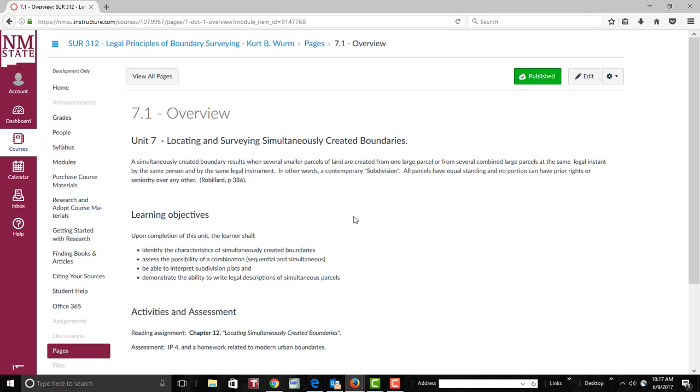Our learning objectives for this unit are, number one, to identify the characteristics of simultaneously created boundaries; number two, to assess the possibility that this combination, sequential and simultaneous condition exists; number three, to be able to interpret subdivision plats; and lastly, to demonstrate the ability to write legal land descriptions of simultaneous parcels.